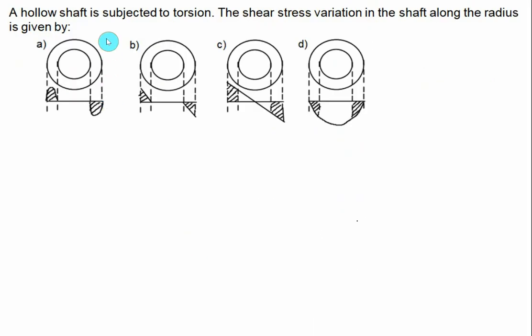A hollow shaft is subjected to torsion. The shear stress variation along the radius is given. We have a linear distribution of shear stress. So the first figure is wrong. This one is non-linear, this one is also wrong. And at the inner radius, the shear stress is not 0. Rather, this distribution is correct. So we have the maximum value of shear stress at the outer radius, equal to tau max. At the inner radius, we have a certain value, equal to tau 1. So choice C is the correct choice.